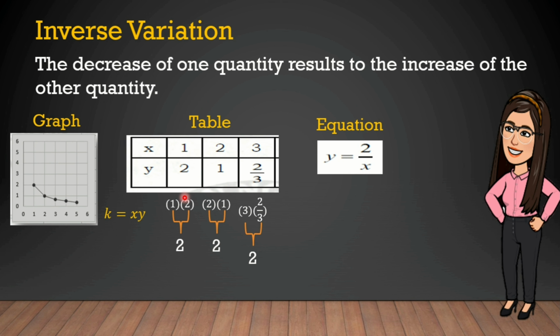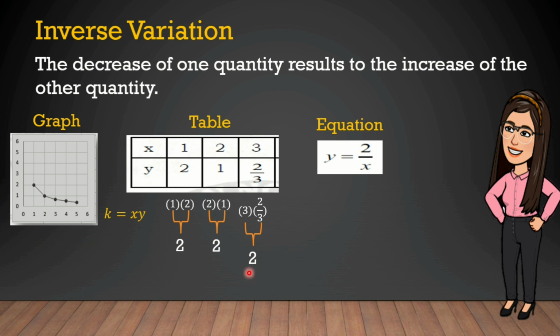Guys, kung mapansin ninyo sa table na tumaas ang isang quantity tapos bumaba ang isa, pero hindi pare-pareho yung naging product nila or yung constant of variation, iba-iba yung naging constant of variation. Ibig sabihin, hindi siya inverse variation. Okay po. At ang graph naman ng inverse variation ay hyperbola. So, mapapansin natin dito sa graph, it is a smooth curve, pero dapat hindi ito magi-intersect dito sa 0, 0 or dito sa origin.